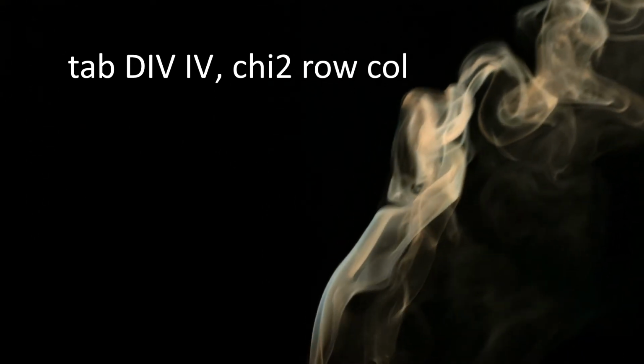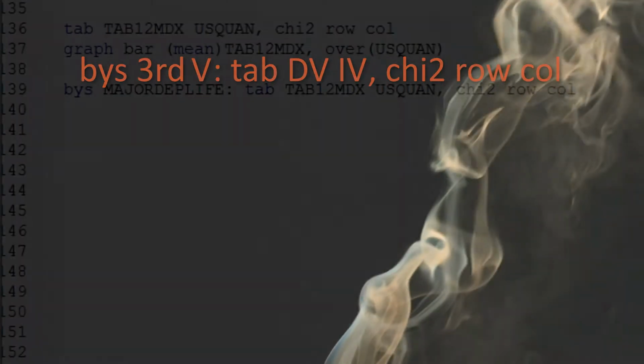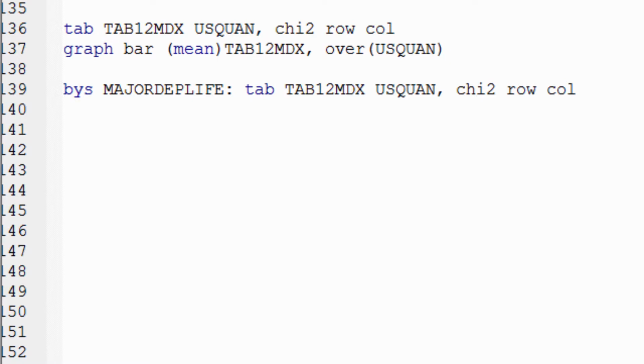"by" third variable, then a colon. Remember that the code for a chi-square test is tab, dependent variable, independent variable, comma, chi2, row, col. So our command to test for moderation would be by third variable, colon, tab, dependent variable, independent variable, comma, chi2, row, col. The specific syntax for this specific example is shown here. by MajorDepLife, colon, tab 12MDX, USQuan, comma, chi2, row, col.